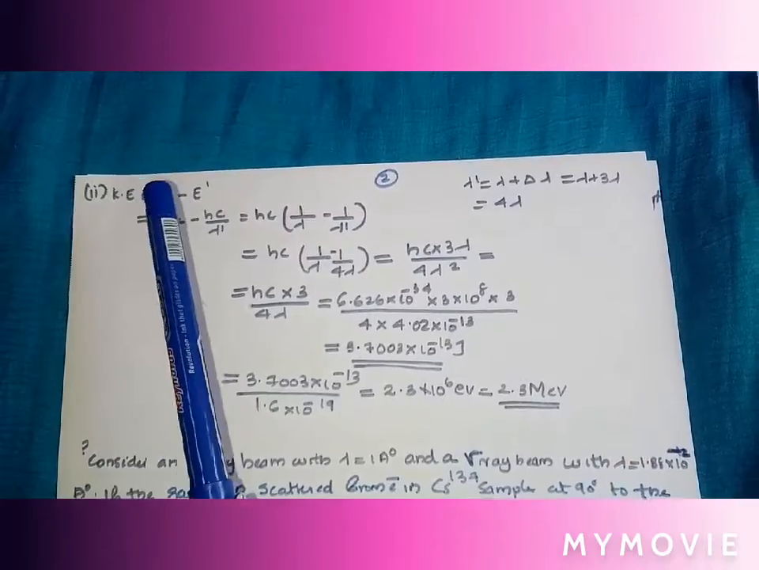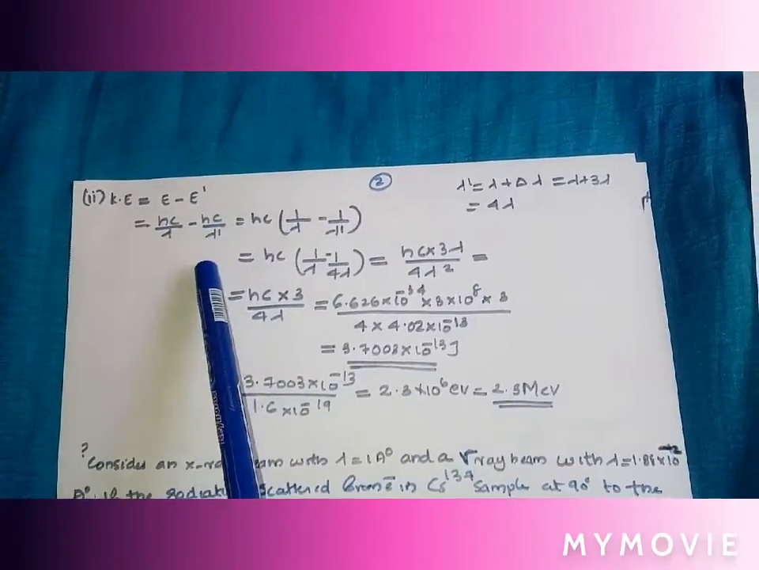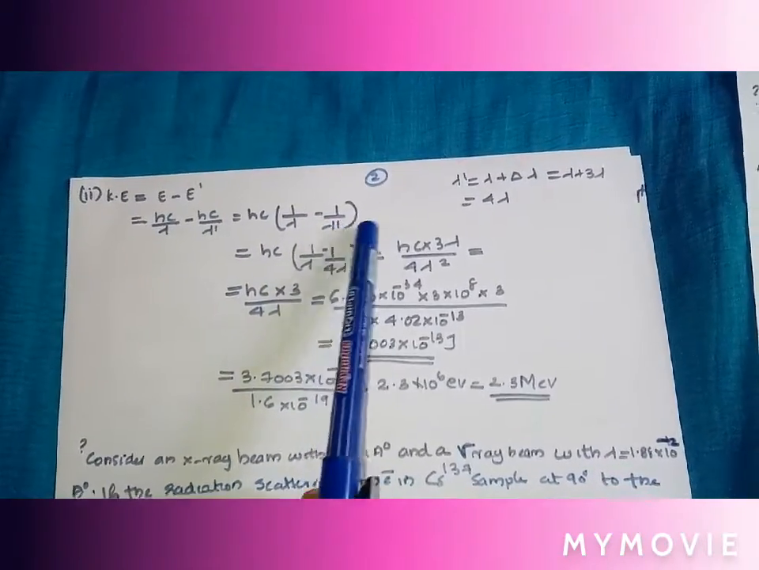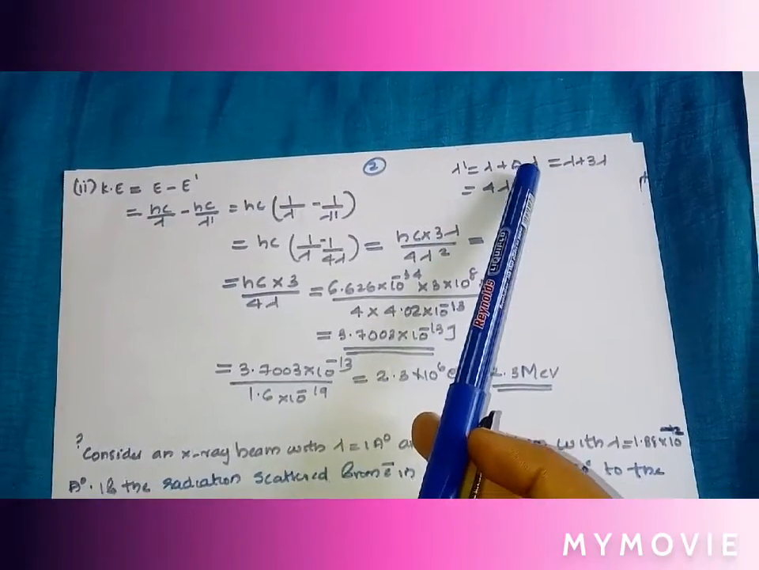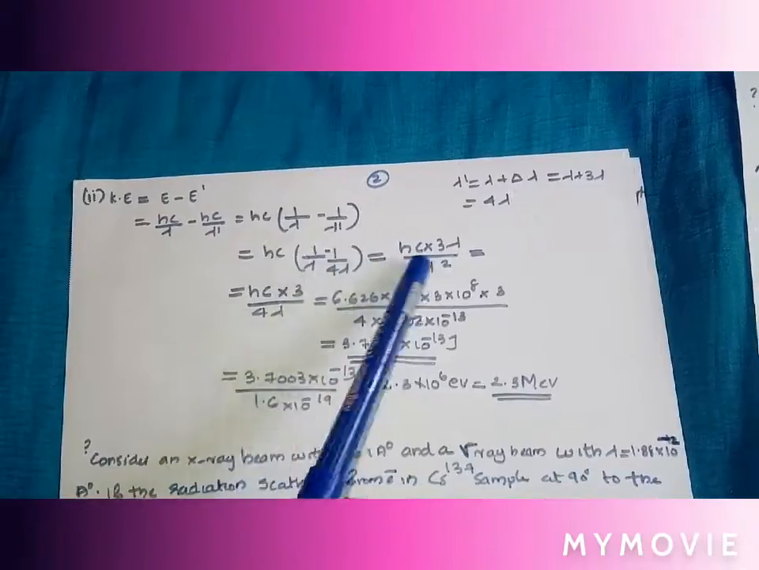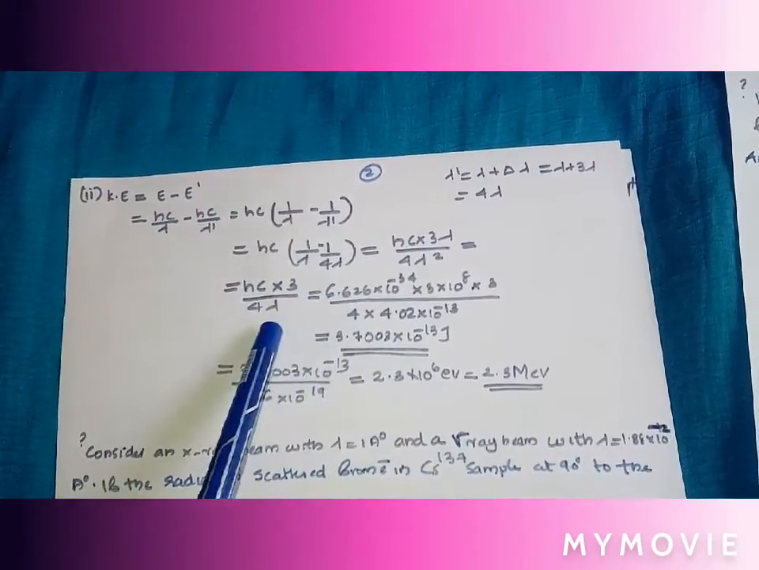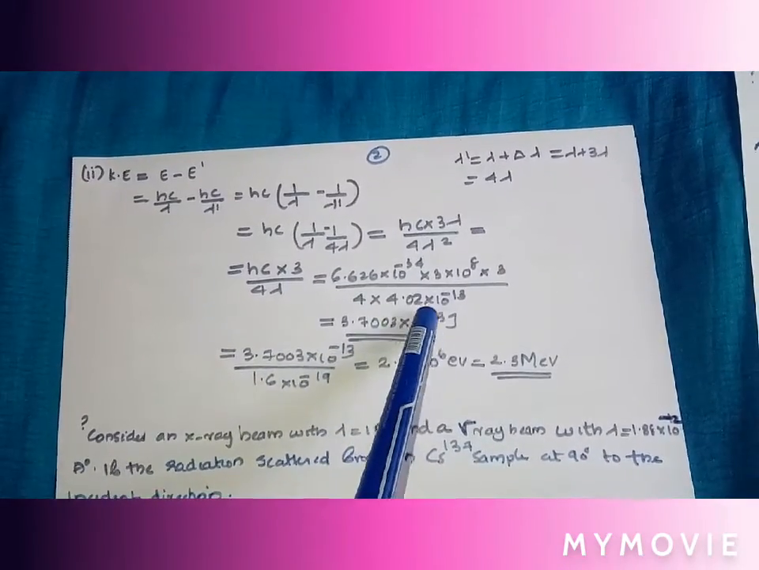So the recoil electron has the energy E minus E prime, that is hc by lambda minus hc by lambda prime, which is hc into 1 by lambda minus 1 by lambda prime. Lambda prime from the equation is lambda plus delta lambda. Delta lambda is given in the question as 3 lambda, so lambda prime is equal to 4 lambda. From that we can cross multiply, and we get the answer as 3.7003 into 10 raised to minus 13 joule.